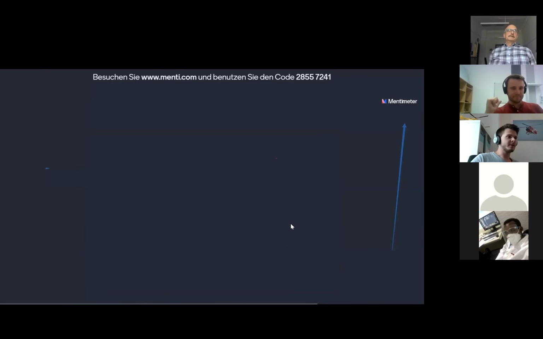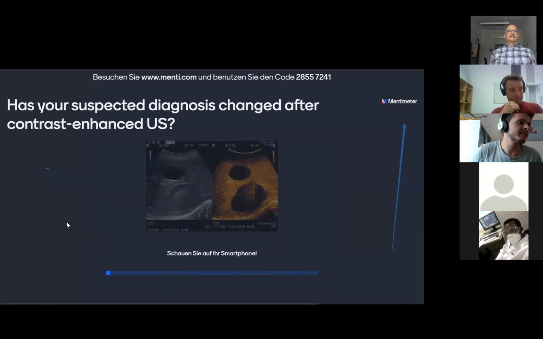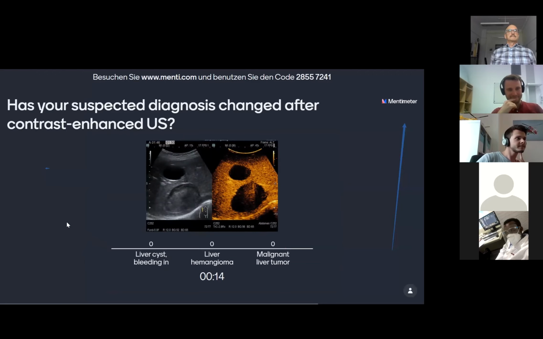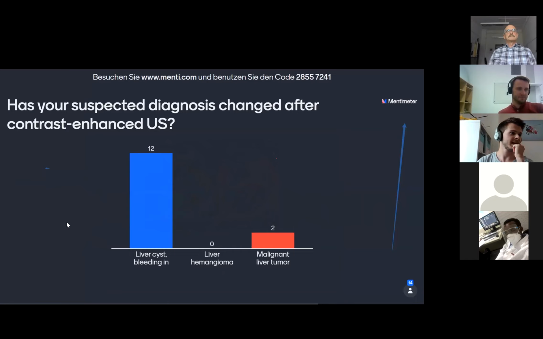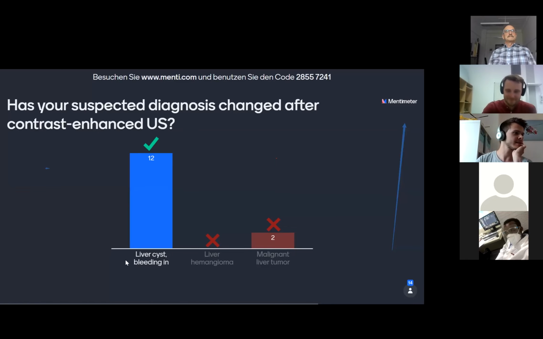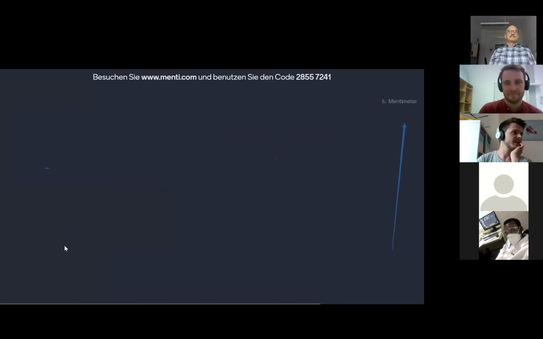And for that, we also have a question. After your contrast examination, what do you think it is? Is it a malignant liver tumor? Is it a liver hemangioma? Or maybe a liver cyst, which is bled into? That's interesting. That's the opposite from the last question. So 2 are for malignant liver tumor, and the rest say it is a liver cyst which is bled into.